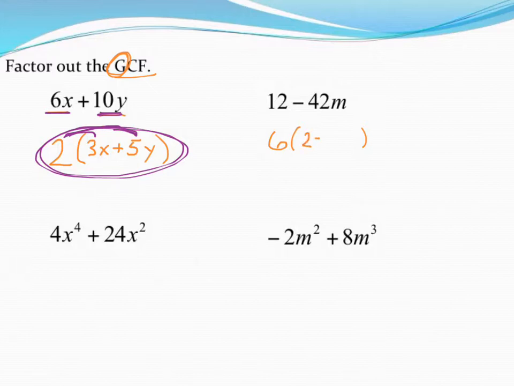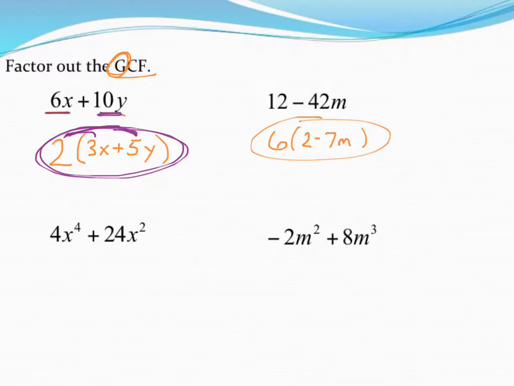Then I have a minus sign. 42 divided by 6 gets me a 7, and there's still the m that we did not take out. So there's my factored answer. If I wanted to check it, I could redistribute the 6 in and see that I end up back where I started. And I'm just going to keep going unless you've paused it and are trying these for yourself.